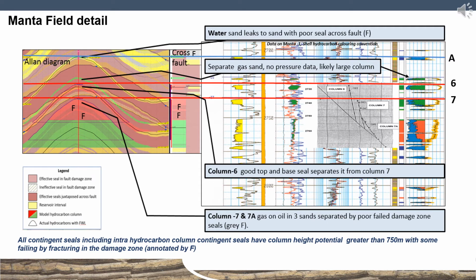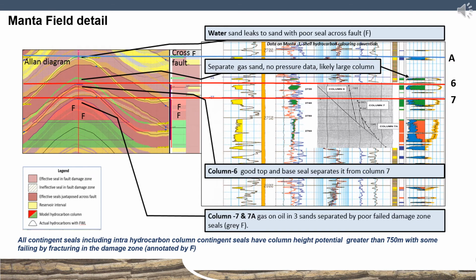This is a zoom in on the Manta field, columns 6 and 7. At A there is a water sand, and looking across to the Allen diagram and the cross section, you can see that it's juxtaposed across the fault is a poor quality seal marked by F. At the top of column 6 there is a good top seal, and below column 6 there's a good base seal.